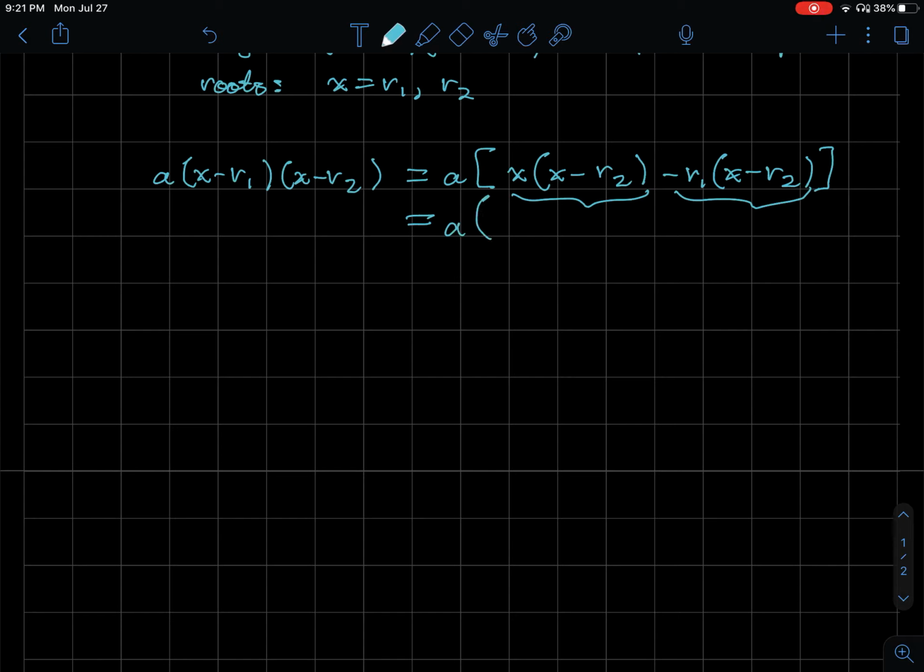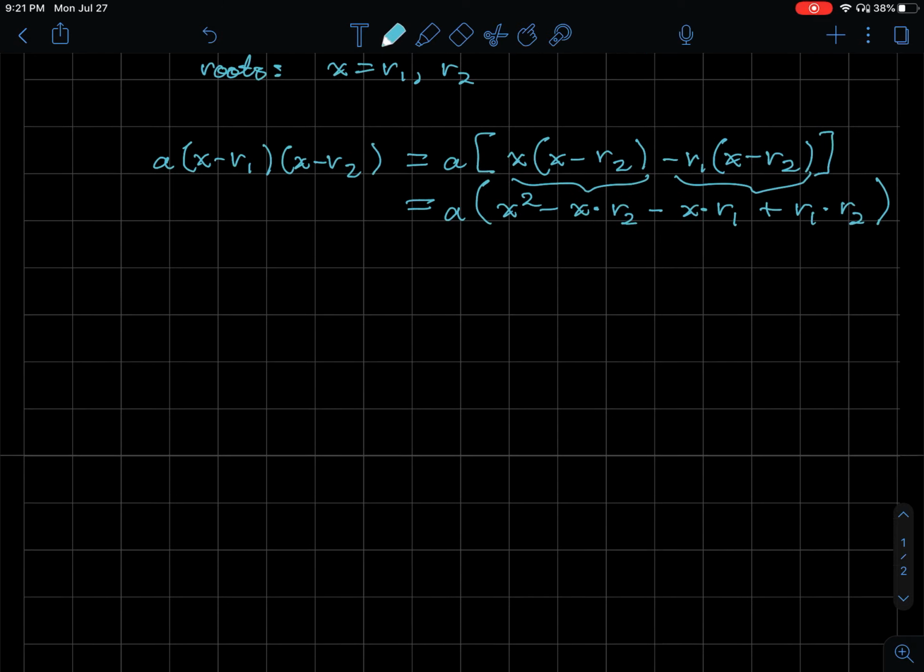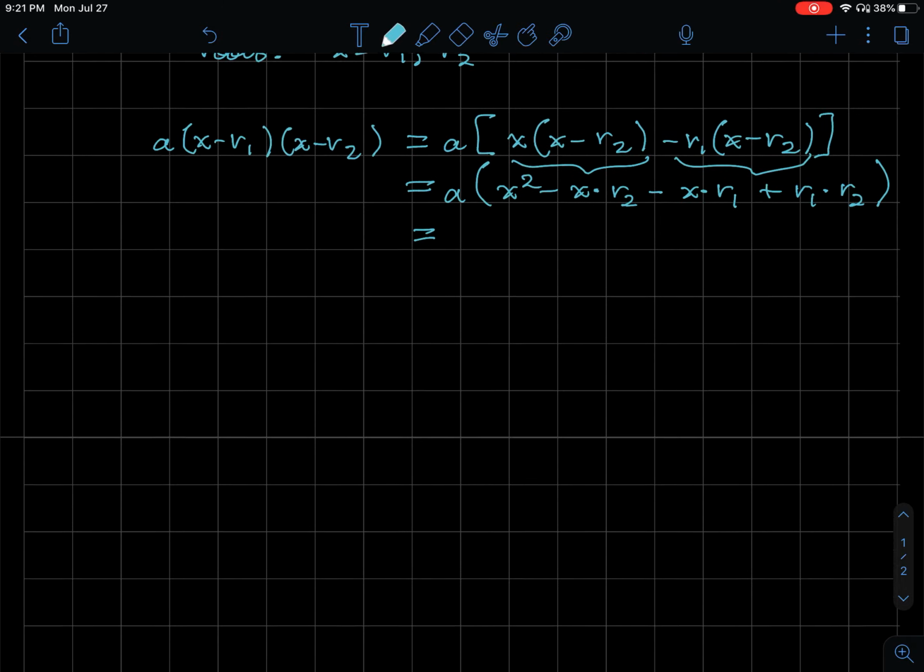And that'll give us a into x squared minus x times r2 minus x times r1. This is actually r1 times x, but you can multiply numbers in either way, so it's x times r1 and, whoops, plus r1 times r2. Okay, and finally we can distribute the a across all the terms.